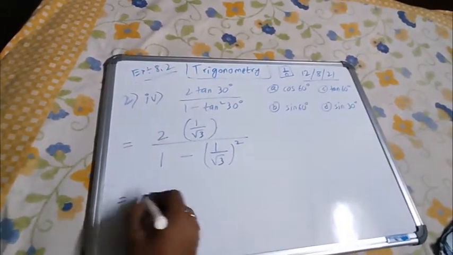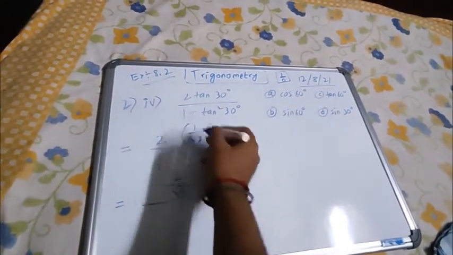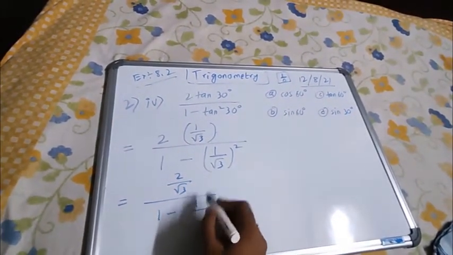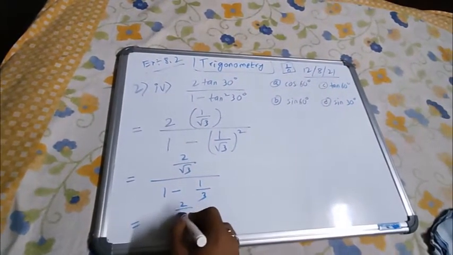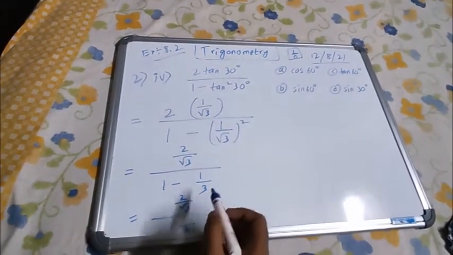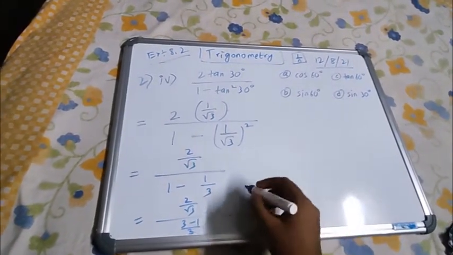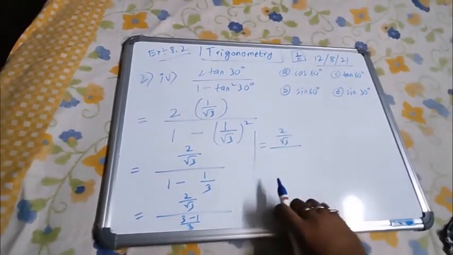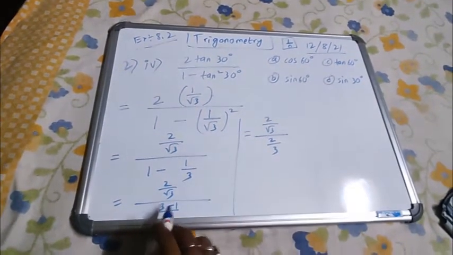Now you can find the value. So it is going to be 2 by root 3, because 2 into 1 by root 3 means 2 by root 3, and the denominator will be 1 minus 1 by root 3 whole square. If you square it, 1 square is 1, but root 3 square is 3. Now if you take the LCM, the LCM will be 3, and 3 minus 1 will be 2. So equal to 2 by root 3 divided by 3 minus 1 is 2, so 2 by 3.